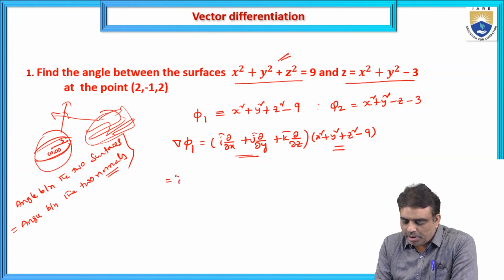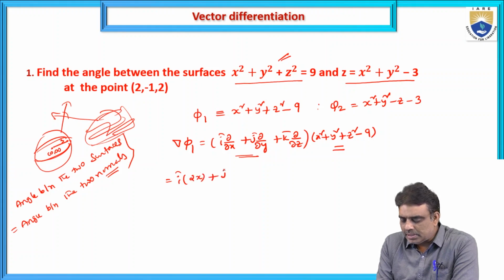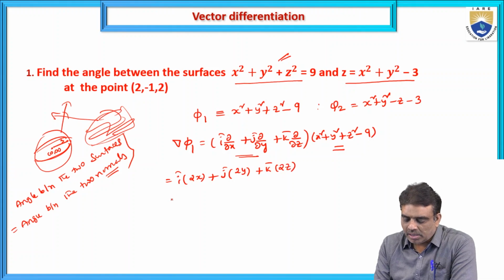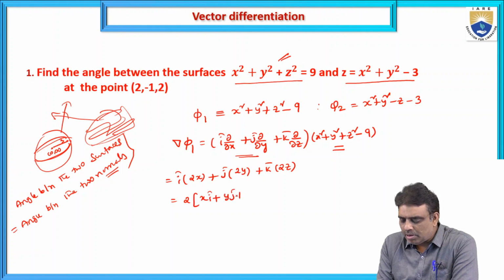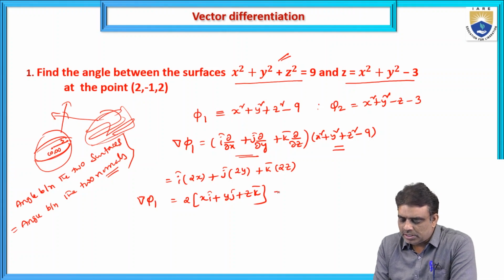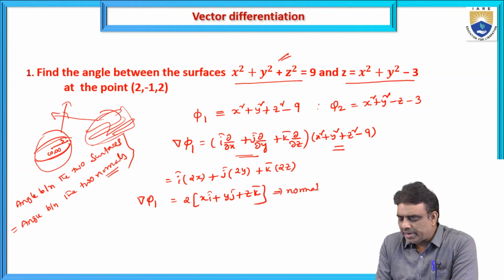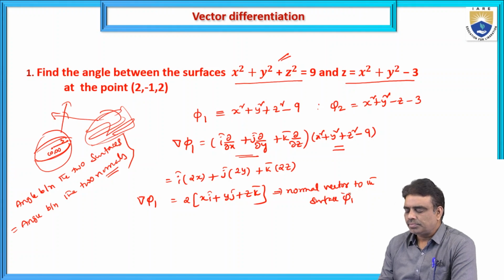Now i bar into dou by dou x of the entire function will give 2x only, plus j bar into dou by dou y of this, 2y, plus k bar into dou by dou z of the entire function, that is 2z. That is 2 into (x i bar plus y j bar plus z k bar). So this is grad phi 1, which indicates the normal vector to the surface phi 1.